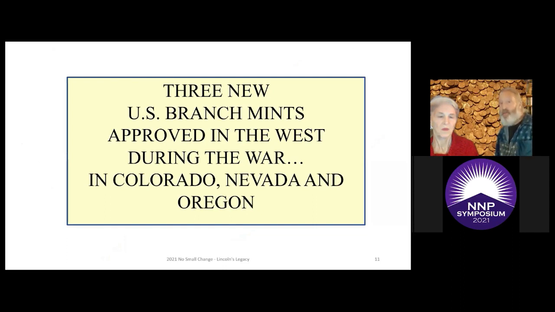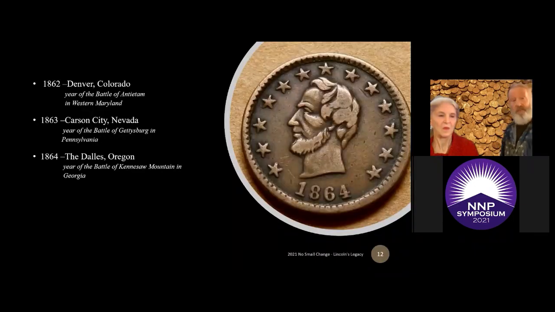Colorado was where the Comstock Lode took place. Huge, huge amounts of silver. Nevada and Oregon. So go ahead, Beck. So we'll start with the three mints that Abe Lincoln approved.